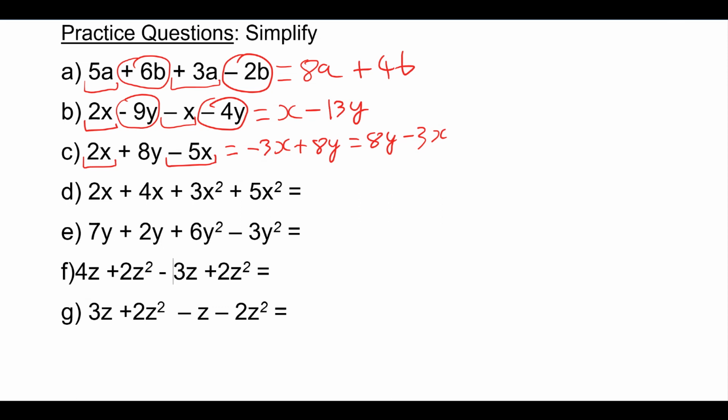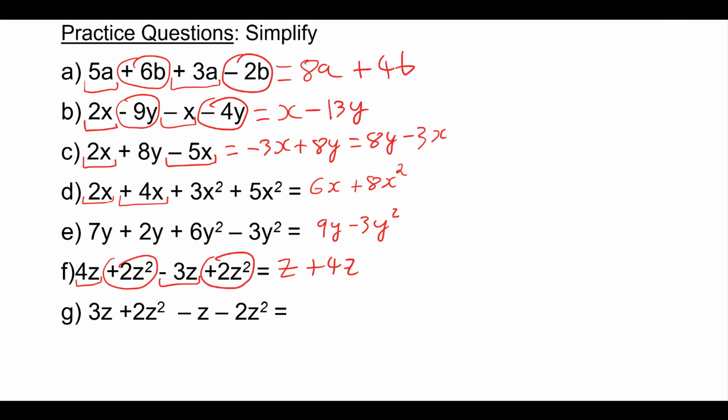Next, remember x squared and x are like different letters, so 2x plus 4x is 6x plus 8x squared. In E, I have 9y take away 3y squared. And then in F, again, z and z squared are different letters. 4z take away 3z is just z. 2z squared plus 2z squared is plus 4z squared. Lastly, I have 2z, and then 2z squared take away 2z squared is 0. So my final answer would be 2z.